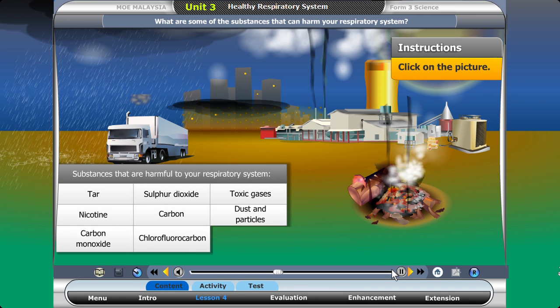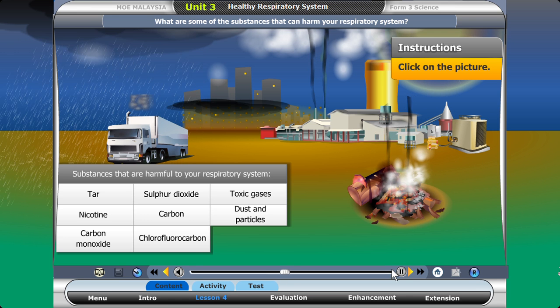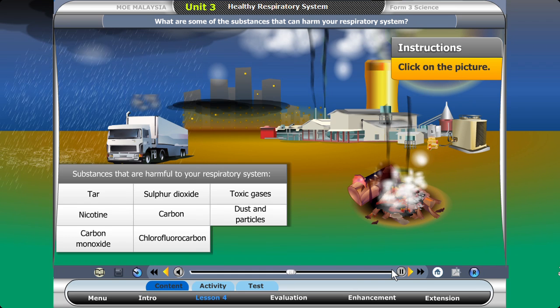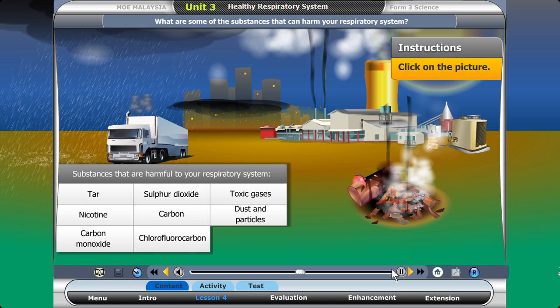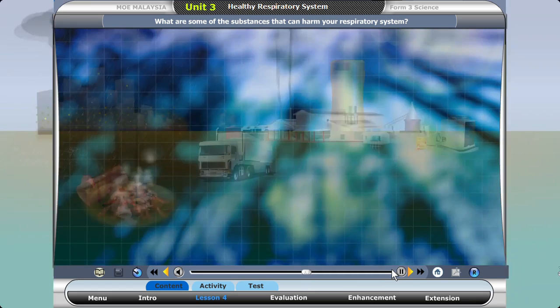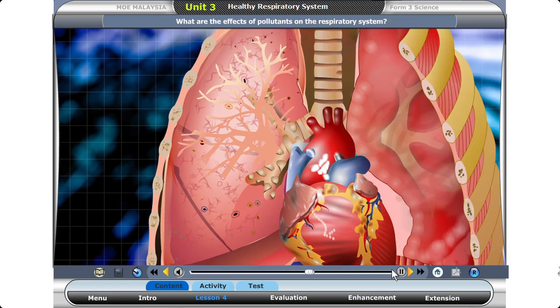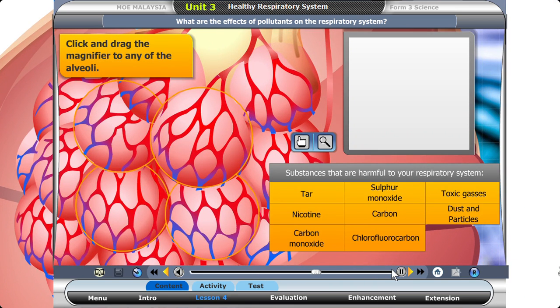Substances such as tar, nicotine, carbon monoxide, sulfur dioxide, carbon, chlorofluorocarbon, toxic gases, and dust are harmful to your respiratory system. Let us find out the effects of some of these pollutants to your respiratory system. Click and drag the magnifier to any of the alveoli.